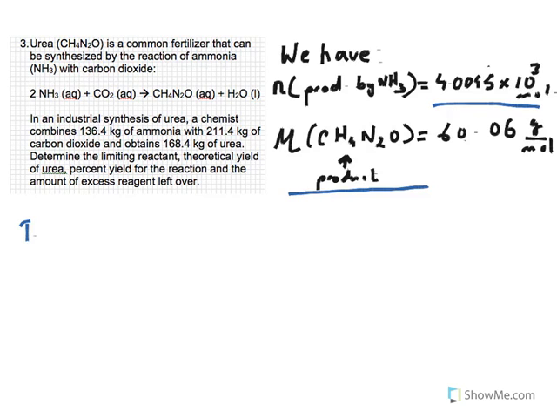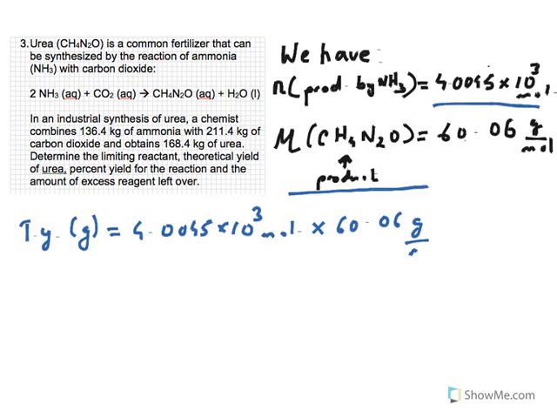So our theoretical yield in grams is going to be 4.0045 times 10 to the power 3 moles times 60.06 grams per mole.